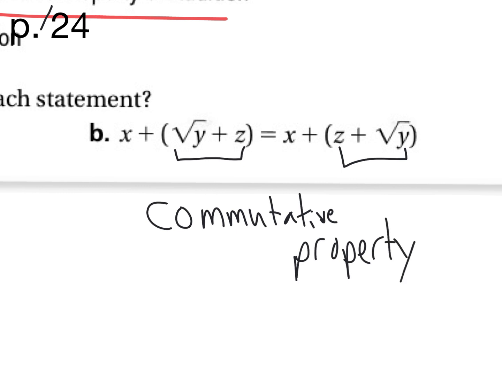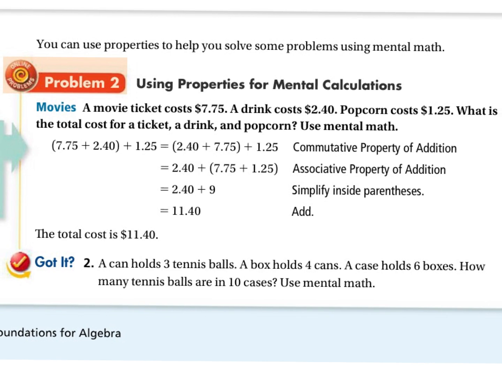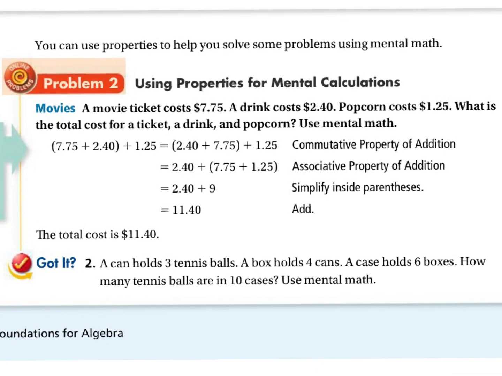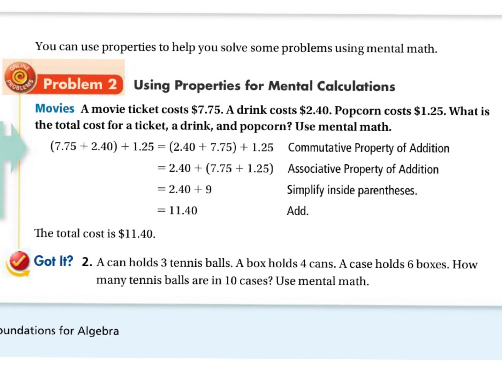Okay, or commutative property of addition, you could say. If you look at problem 2, they're just talking about how we can potentially do problems differently. That makes it easier for us to figure things out, possibly in our head, although I'd prefer we work it out pencil and paper just to be safe.